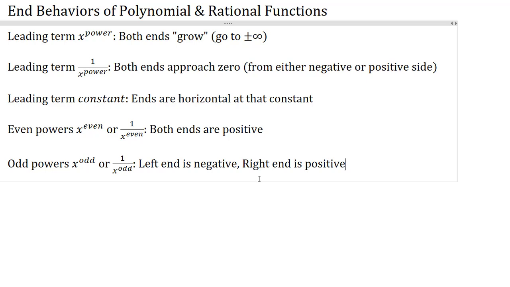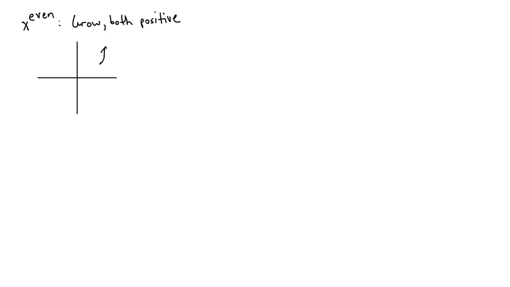Now let's put all this together. Let's apply these general concepts to think about all the different end behaviors you could encounter. So let's look at them now. Let's say we have x to an even power. Well, we know that we're not dividing, so we know both ends grow. And because it's to an even power, both ends are positive. So if we look at that, both ends grow in the positive direction.